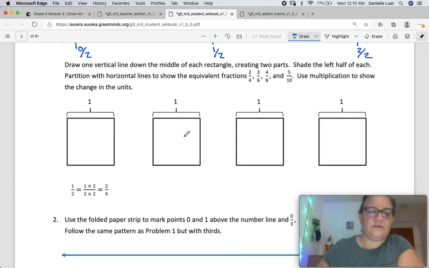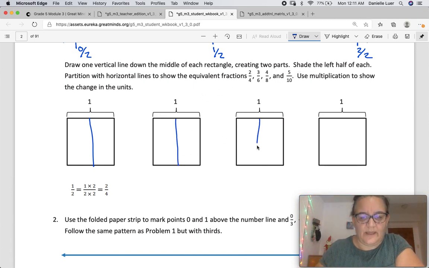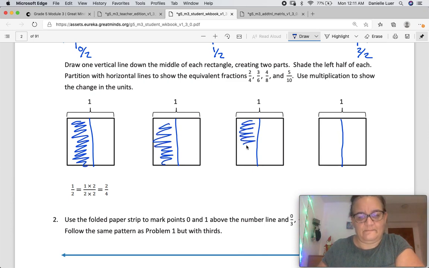Okay. Read the directions carefully. Draw one vertical line down the middle of each rectangle, creating two parts. Okay. Shade the left half of each. So I'm going to go ahead and do all of them right away. Sorry, my lines aren't that straight. I'm going to shade those in. 1/2, 1/2, 1/2, 1/2. And I can write this in right away.